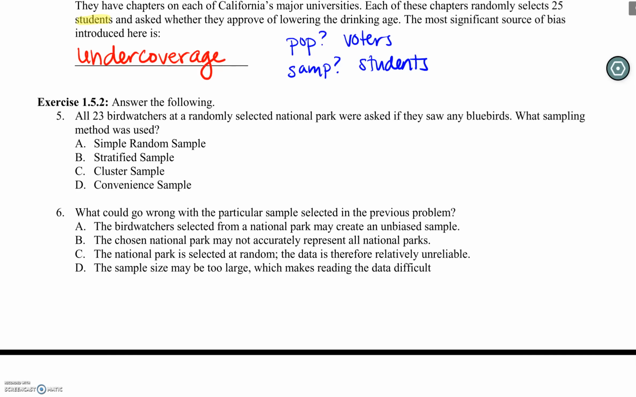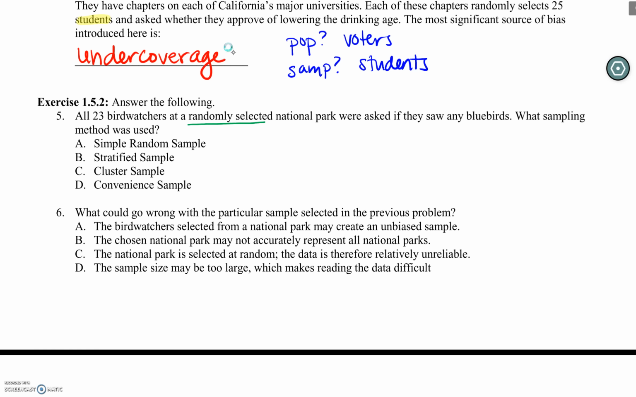And it's great. And I usually have you guys then try to convince each other, and people usually convince everybody in the wrong direction, and it's fabulous. So let's talk about what we have here. All 23 bird watchers at a randomly selected national park were asked if they saw any bluebirds.